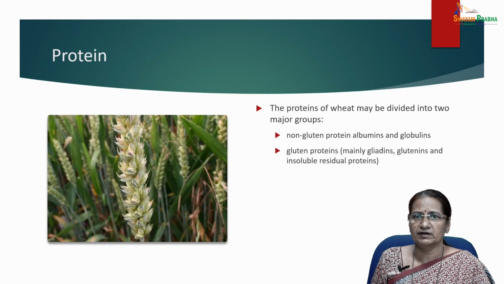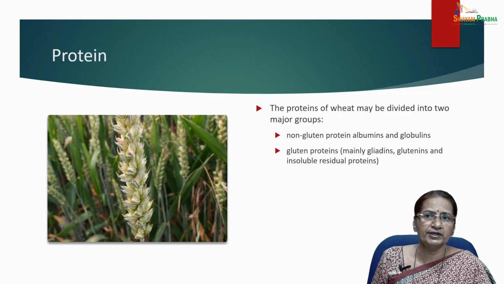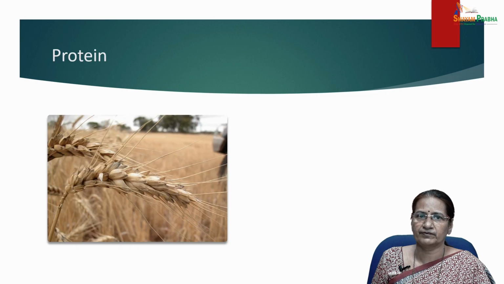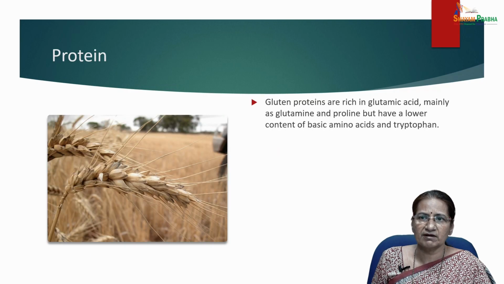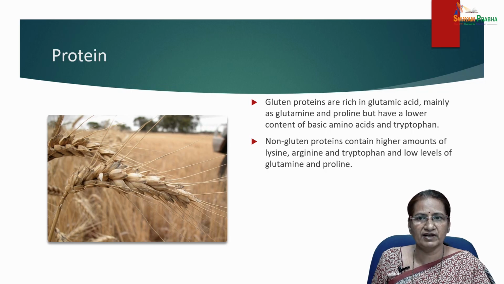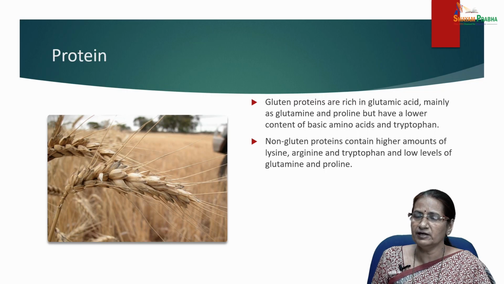Now protein. The proteins of wheat may be divided into two major groups: non-gluten proteins, albumins and globulins, and gluten proteins, mainly gliadins, glutenins, and insoluble residual proteins. Gluten proteins are rich in glutamic acid, mainly as glutamine and proline, but have a lower content of basic amino acids and tryptophan. Non-gluten proteins contain higher amounts of lysine, arginine and tryptophan, and low levels of glutamine and proline.